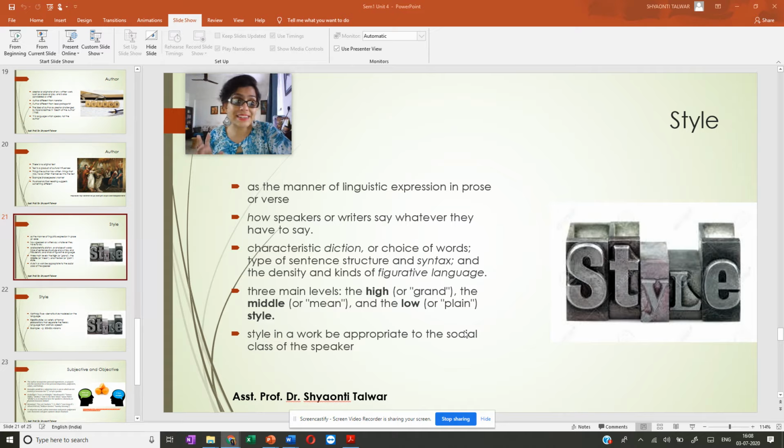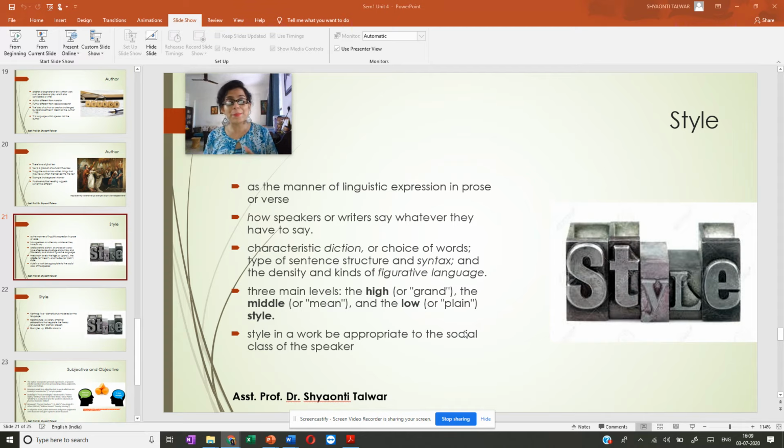It is the characteristic diction or choice of words. Now, we've already seen in a previous video what diction is. So, here style would refer to the type of sentence structure and syntax and the density and kinds of figurative language. Now, we all know that in literary texts, certain literary devices are used. So, the figures of speech, the literary devices, the syntactical structure, which is the structure of the sentence, the order in which the words are arranged, all of this comes under style.